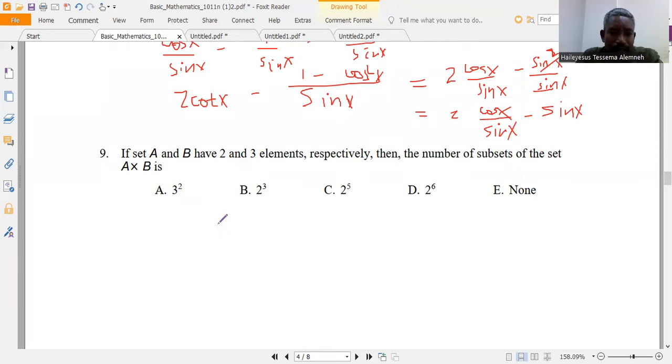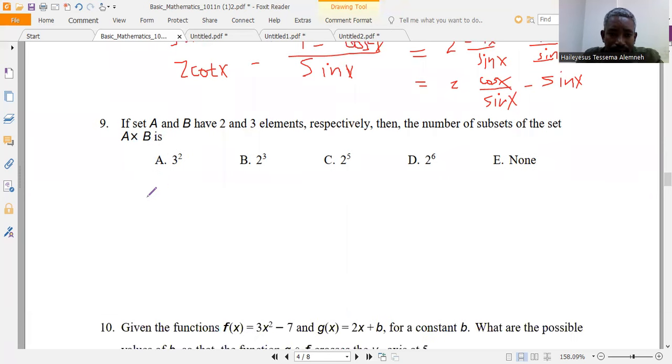Okay. The next one is about the Cartesian product, the cross product of two sets.